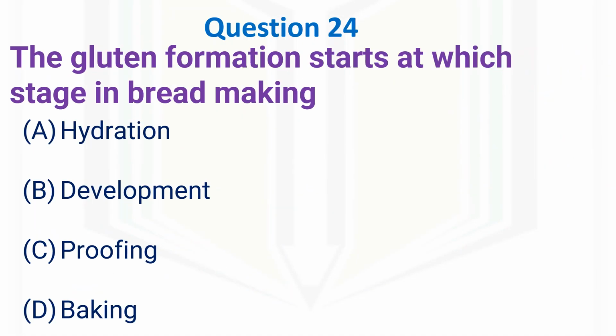Question number 24. The gluten formation starts at which stage of bread making? Options are hydration, development, proofing, and baking. Correct option is option number A, hydration. Gluten is a protein which comprises two components, that is glutenin and gliadin, and these two after hydration will form gluten, which will give a viscoelastic nature to the dough which is formed.